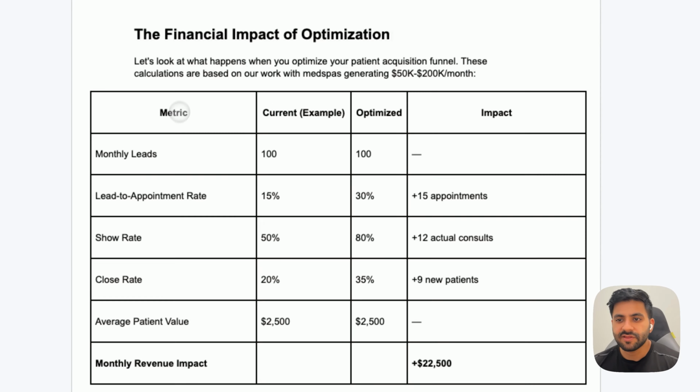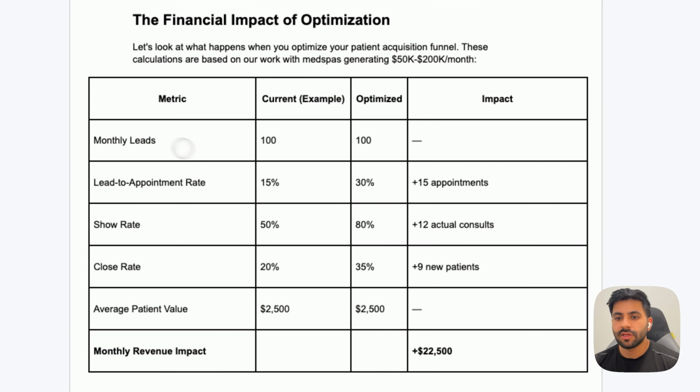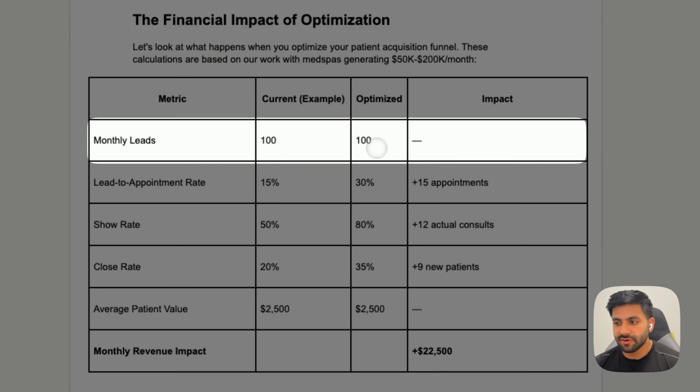And then let's look at the financial impact of this optimization. Let's look at what happens when you optimize things in your patient acquisition funnel. These calculations are based on our work and what we would see happen for MedSpas generating $50,000 to $200,000 a month. If you're currently generating, let's say, 100 qualified leads, even in an optimized stage, we would be okay with that. We would look for opportunities, but let's just assume that's where we're at.